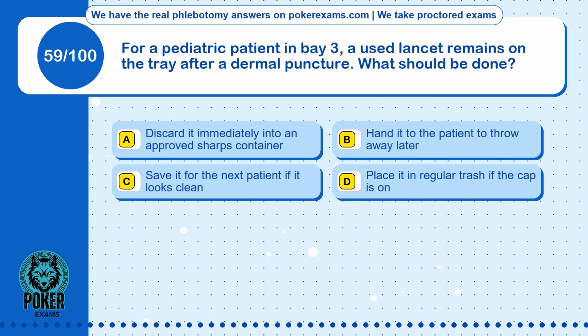Question 59. For a pediatric patient in Bay 3, a used lancet remains on the tray after a dermal puncture. What should be done? Option A. Discard it immediately into an approved sharps container. Option B, hand it to the patient to throw away later. Option C, save it for the next patient if it looks clean. Option D, place it in regular trash if the cap is on.